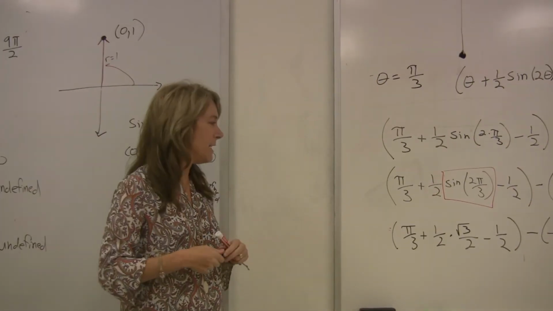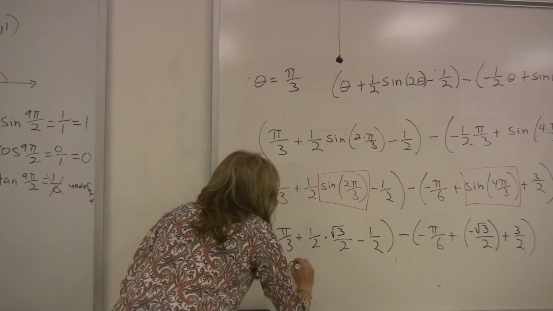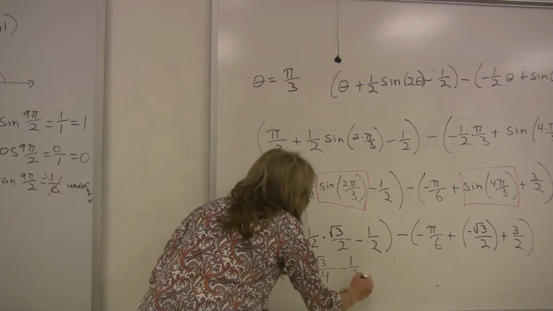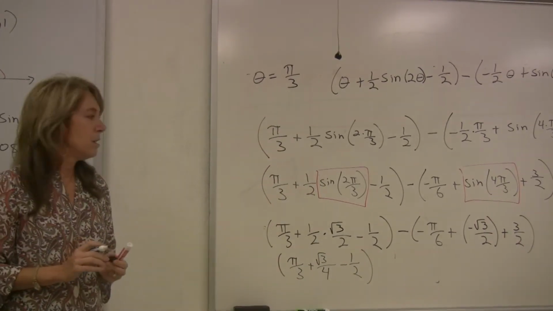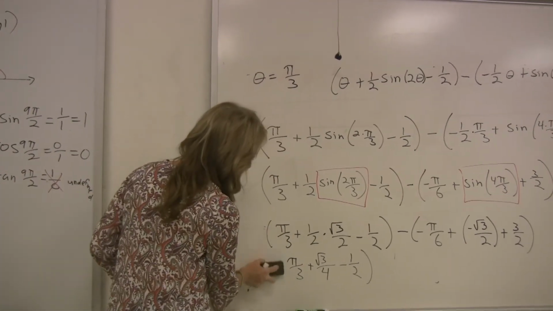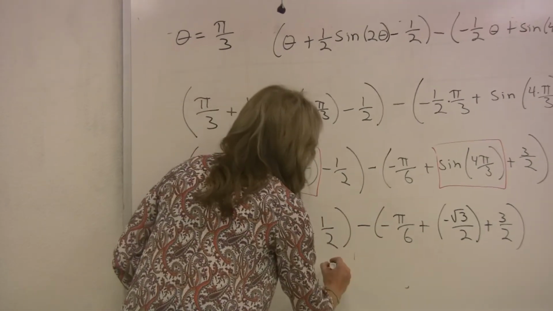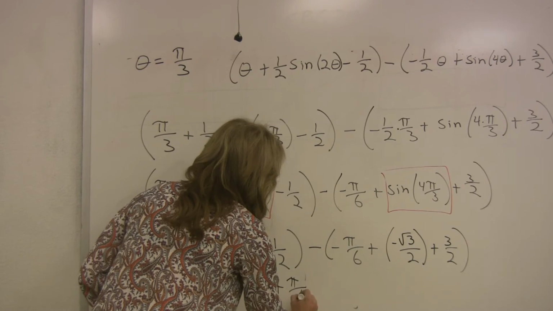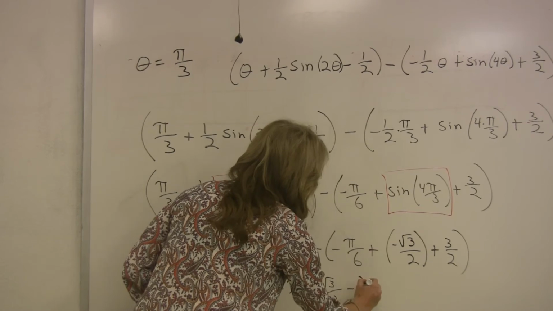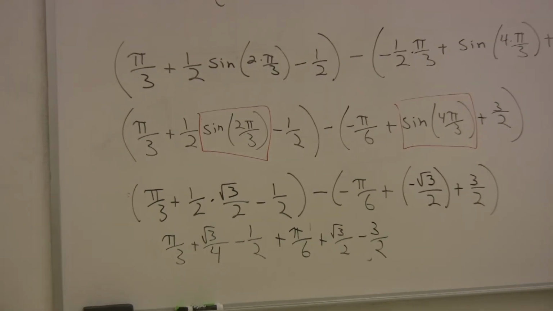So now that we have the trig filled in, now we just need to do some combining and simplifying. I'm going to multiply here. π/3 plus square root of 3 over 4 minus 1/2. I'm going to distribute the negative sign on this other one, and I'll always take these parentheses off now. They're not really needed if there's nothing in front. So I'll take those parentheses off. I'm going to distribute these parentheses. That's positive π/6, positive square root of 3 over 2, negative 3 over 2. Did I lose any signs? Think I'm okay?